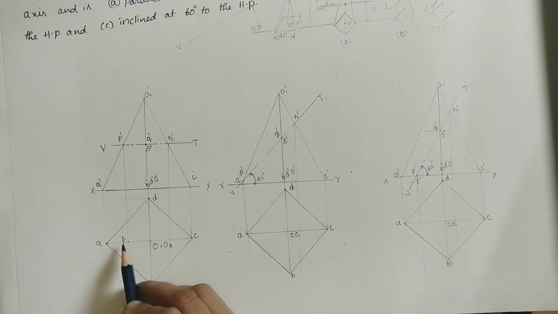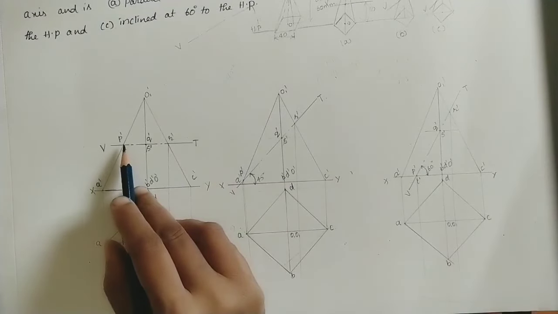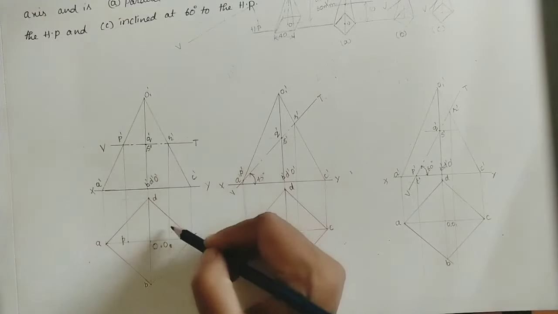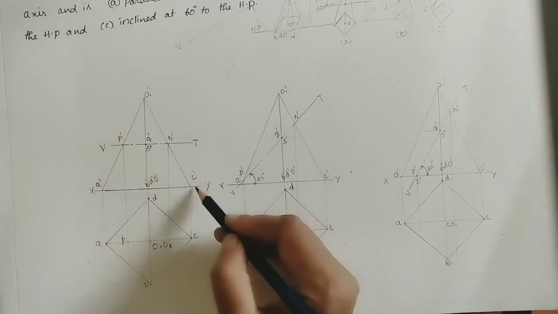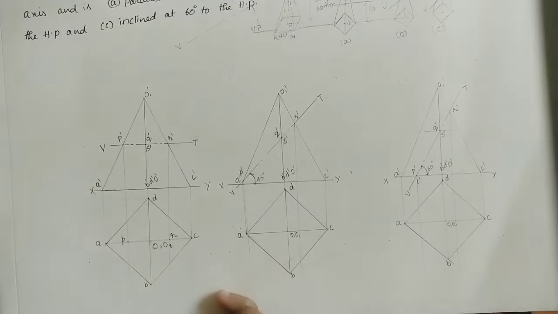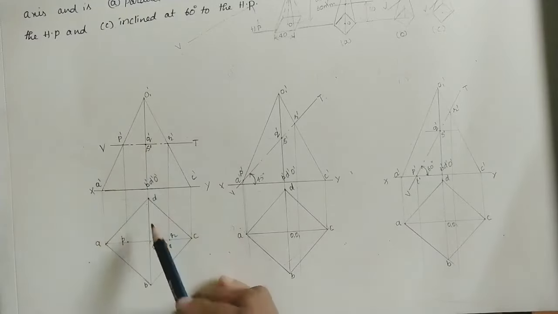In the top view you are marking small letters. Here in the front view you are marking small letters with a dash. Similarly mark R dash also. Okay, where is R? On OC. On OC mark this R point. After marking P and R here in the top view, mark these Q and S points also.